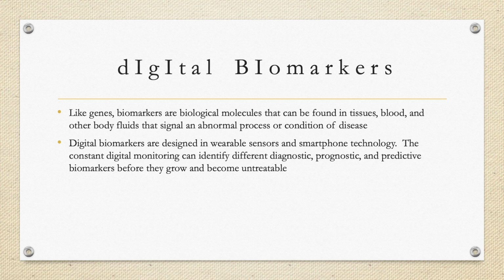One thing digital twinning will eventually be able to discover at a faster rate is biomarkers. Similar to genes, biomarkers are biological molecules that can be found in tissues, blood, and other body fluids that signal an abnormal process or condition of a disease. Biomarkers basically can tell how the body is doing. This is critical in investigating effective drugs in people. This is most commonly integrated with scanning technologies like PET and MRI scans. Biomarker testing is most commonly used to detect different types of cancers and diseases.